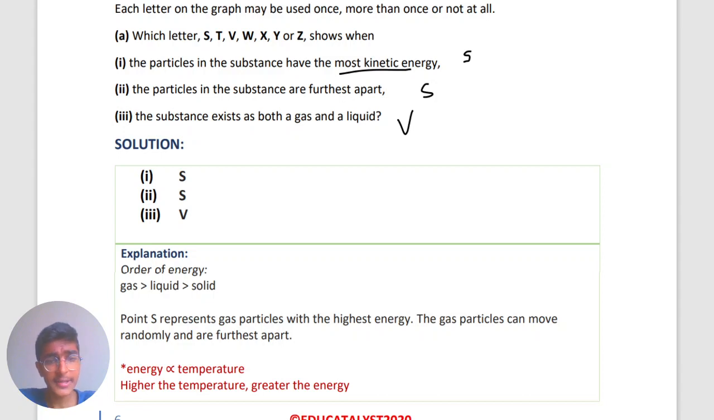The explanation says that the order of energy from a gas to a solid would be gas, liquid, solid. The point S is where they have the highest energy. The gas particles can move randomly and are furthest apart. Yeah, that's correct. And then it says the higher the temperature, the greater the energy, and this is basically what the kinetic theory states. This is what the kinetic theory tells us.